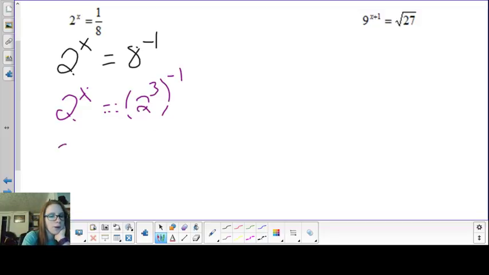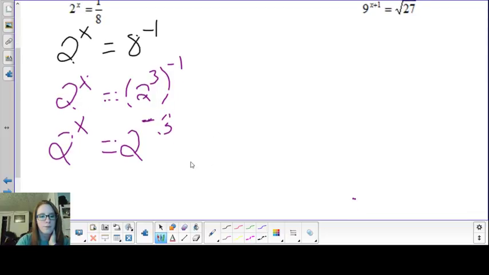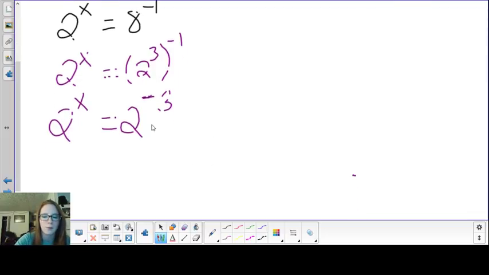So I'm going to go ahead and use my exponent rules that we're all super familiar with. I know when I have a power to a power, I just multiply. So 3 times negative 1 is negative 3. Since my bases are now equal, I have x is equal to negative 3.